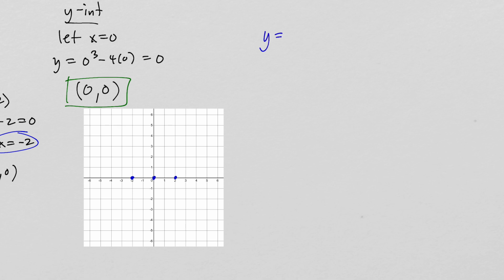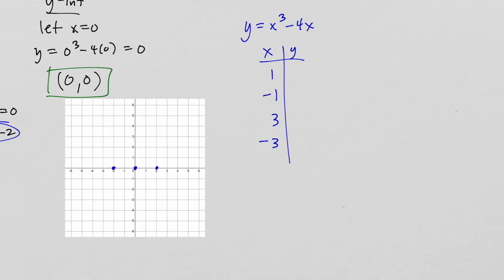So if y is equal to x cubed minus 4x, let me go ahead and plug in a few additional x values. Let me plug in x equals 1, right? That's this number right here. Let's plug in x equals negative 1. And then let's plug in x equals 3 and also negative 3. And let's see what we get.